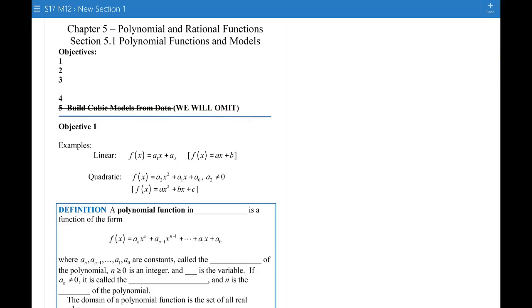So starting into chapter 5, polynomial and rational functions. We're getting a little more complex, starting with quadratic, which are a special case of polynomials, and going from there. Section 5.1 is going to be talking about polynomial functions, and we're going to first learn how to identify a polynomial function.